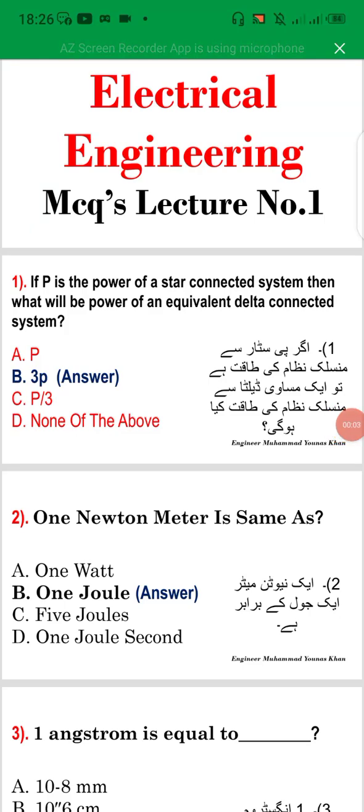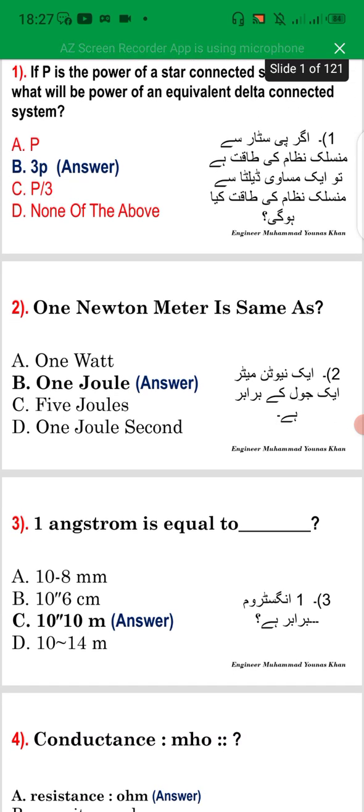Question number 1. If P is the power of a star connected system, then what will be the power of an equivalent delta connected system? P, 3P, P by 3, none of the above. The answer is 3P. Question number 2. 1 Newton meter is the same as 1 watt, 1 joule, 5 joule, 1 joule second. The answer is 1 joule.